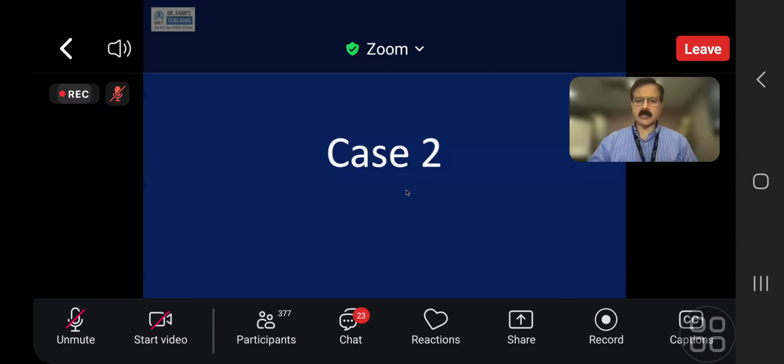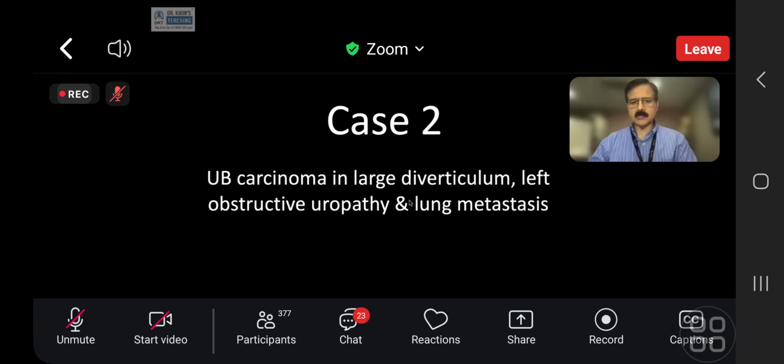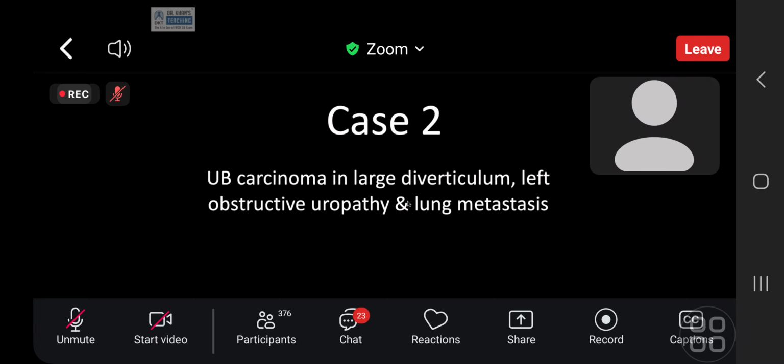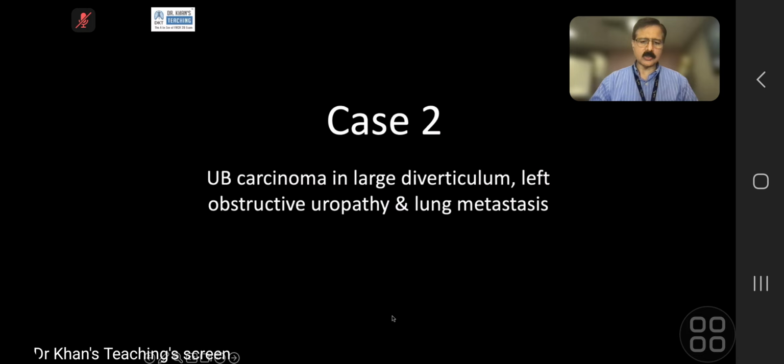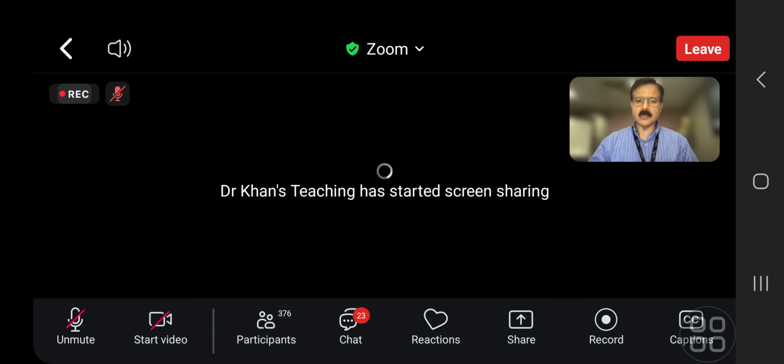Let me show you a PowerPoint. I think this time the PowerPoint only contains the diagnosis. So this is a urinary bladder carcinoma in a large diverticulum. And there is, of course, left-sided obstructive uropathy and lung metastasis as you had picked up. Now, let me go through the case.